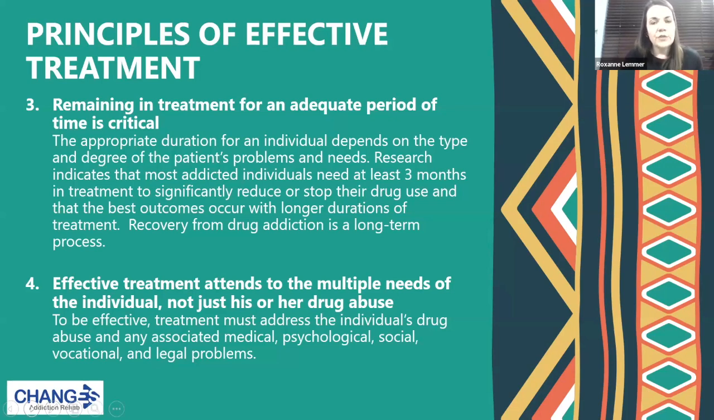Number 4, effective treatment attends to the multiple needs of the individual, not just his or her drug abuse. Again, it's not just about putting the substances down, but there's so many different areas that need to be addressed in treatment, and that's also why we often require time. To be effective, treatment must address the individual's drug abuse and any associated medical, psychological, social, vocational, and legal problems.